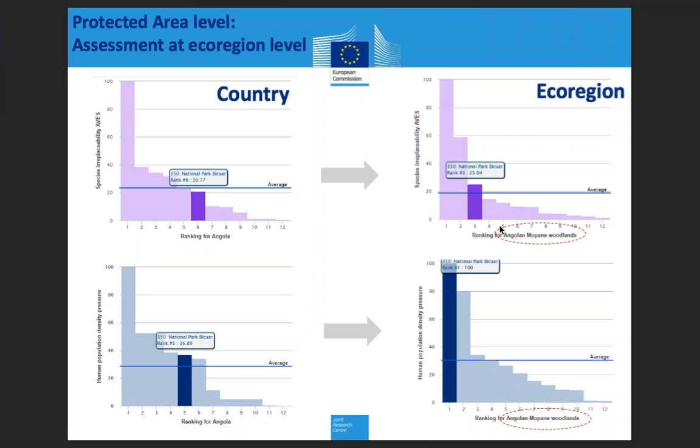Okay, so here we have that for this particular ecoregion, the species irreplaceability for birds for this protected area is slightly higher than the average of the country values. Okay, and the same for other indicators. This is human population density pressure, and you can see that this particular park is the one with the highest human population pressure of all the protected areas in this ecoregion of Angolan Mopane woodlands that are considered in the DOPA. Okay.